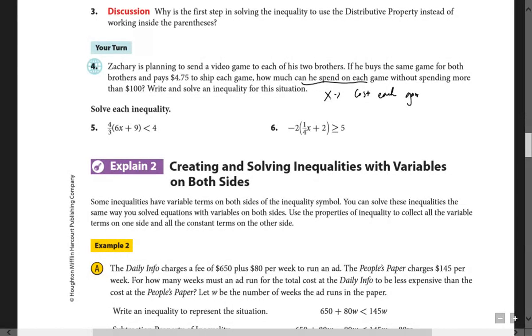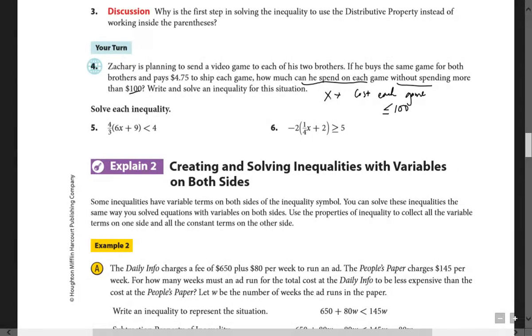Okay. After you found out what is asked, you need to know what inequality you are going to use. They said that without spending more than 100, which means the money of Zachary is only $100. So your inequality will be less than or equal to 100, because this is the only money that he can spend. It can be 100 or less than 100.